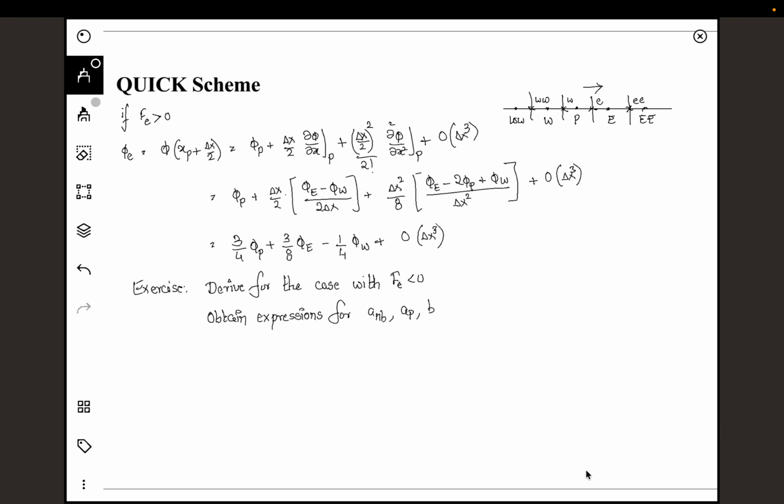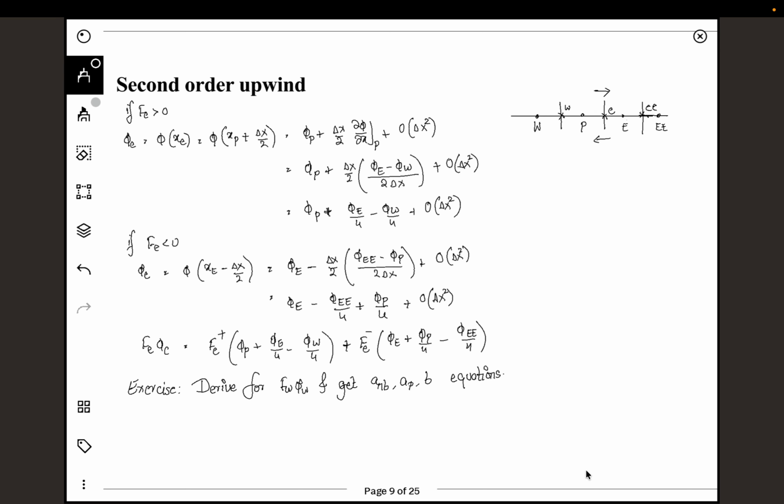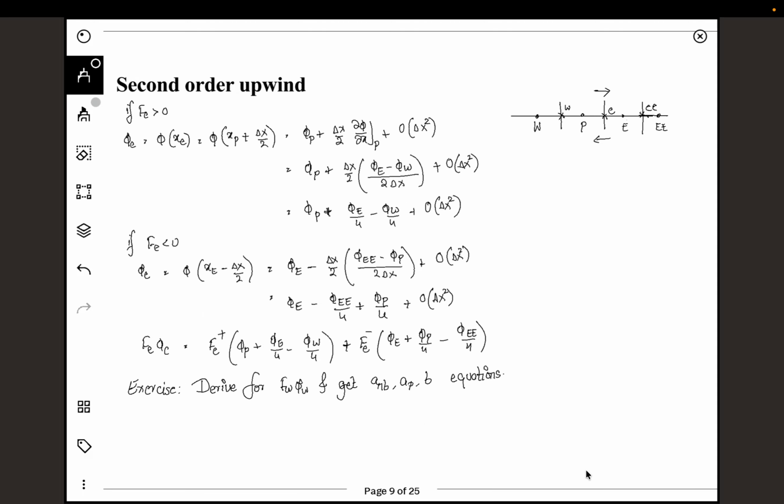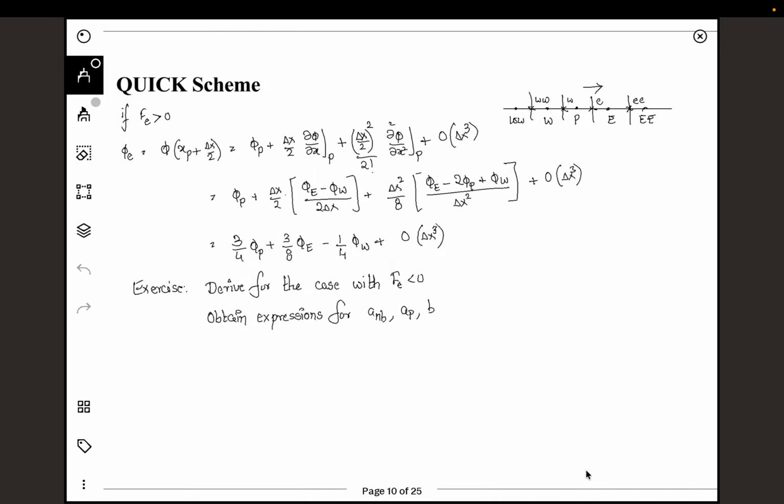So the same method follows. So you get this equation, substitute them into this main equation, collect the coefficients, and then you will get your entire expressions. So that is with respect to the QUICK scheme. So this is a quick summary of whatever is discussed in these lecture videos.